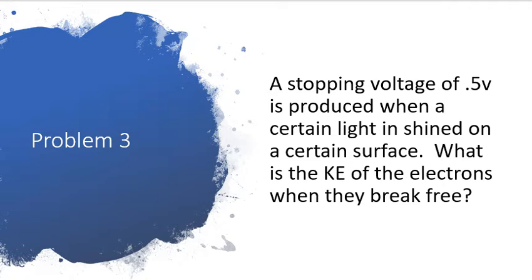All right, question 3, make some assumptions, right? A stopping voltage of 0.5 is produced when a certain light is shined on a certain surface. So we know we have the photoelectric effect, because electrons are breaking free, and it takes a 0.5 volt stopping voltage to stop the electrons from hitting the other plate.